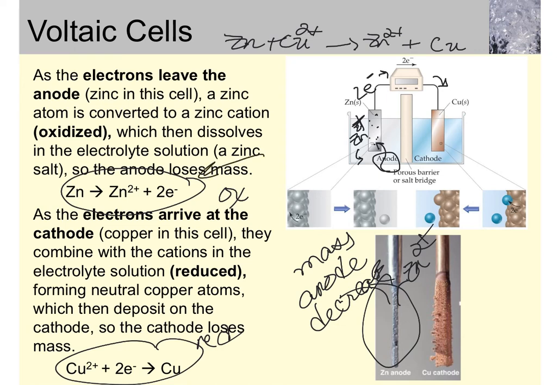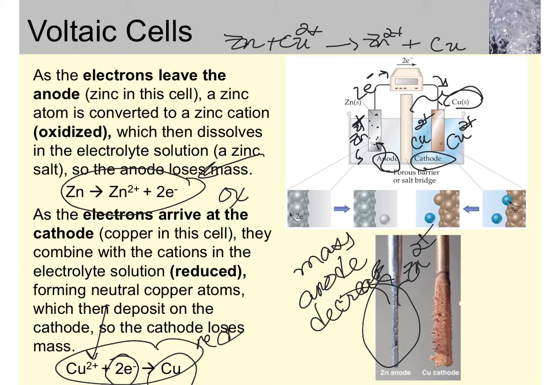Then the electrons get delivered to the reduction half cell, the cathode. But of course, they're not going to combine with the copper metal. Neutral copper doesn't want extra electrons. So they will combine with the electrolyte solution in the cathode half cell. And in this case, the electrolyte solution is copper cation. And so it's the copper cation in the electrolyte solution that is going to combine with the 2 electrons from a zinc atom to make neutral copper.